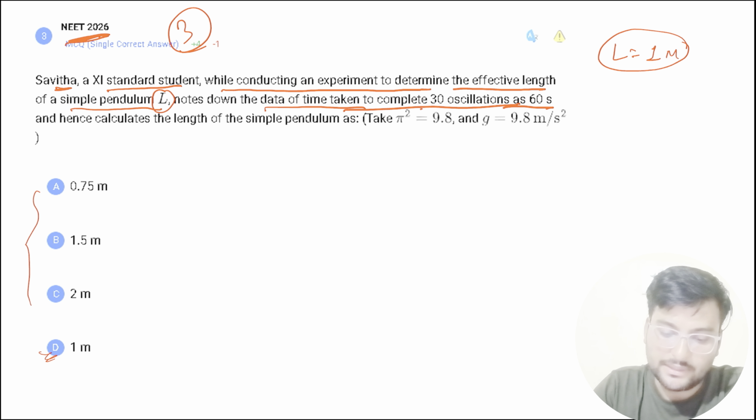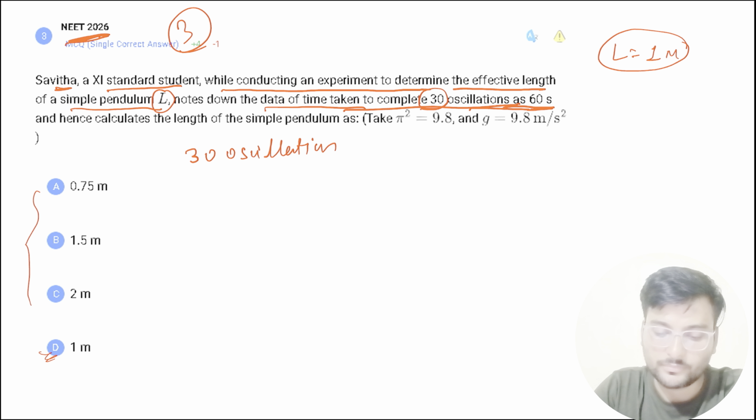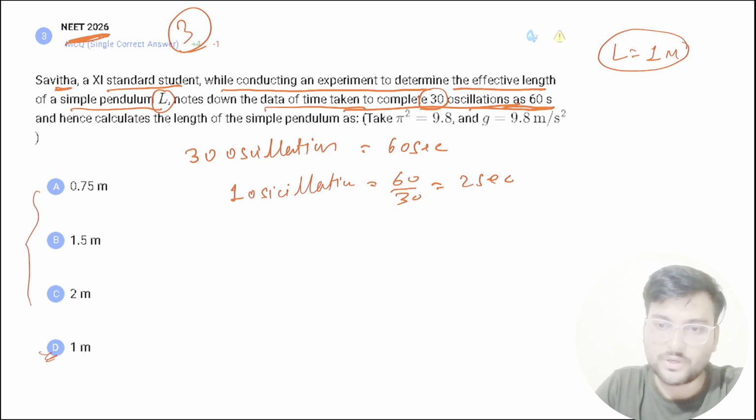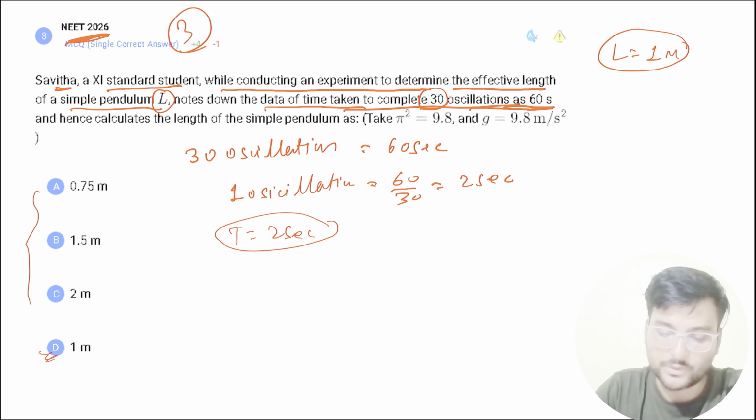Whenever they say that 30 oscillations are completed within 60 seconds, we are talking about 30 oscillations in 60 seconds. So we can say that one oscillation takes 60 by 30, that is 2 seconds. Means one oscillation will be possible in 2 seconds, so the time period is 2 seconds for one oscillation, right?